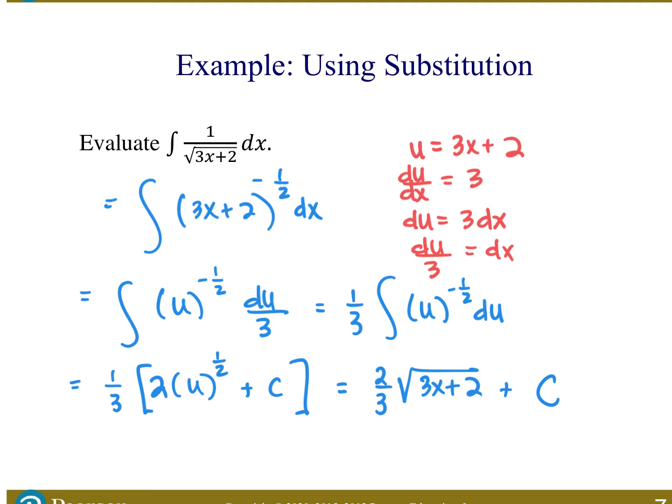And so we don't have to indicate that, because a constant is a constant no matter if I multiply or divide. It's still a constant. 1/3 times a constant doesn't change the fact that it's a constant. It's a different constant, but it doesn't matter. Our plus c isn't anything specific. It just represents a constant. It's not a specific constant.